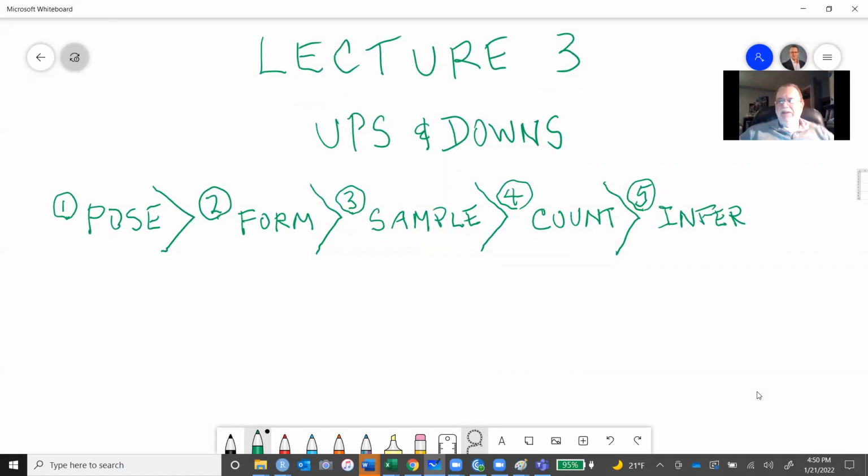We're going to take what we did in lecture 1 and a bit of what we did in lecture 2, combine them into something that's computationally a lot more feasible, and actually build a first real statistical model based upon probability. This is called the binomial model, and it's why it's called ups and downs.